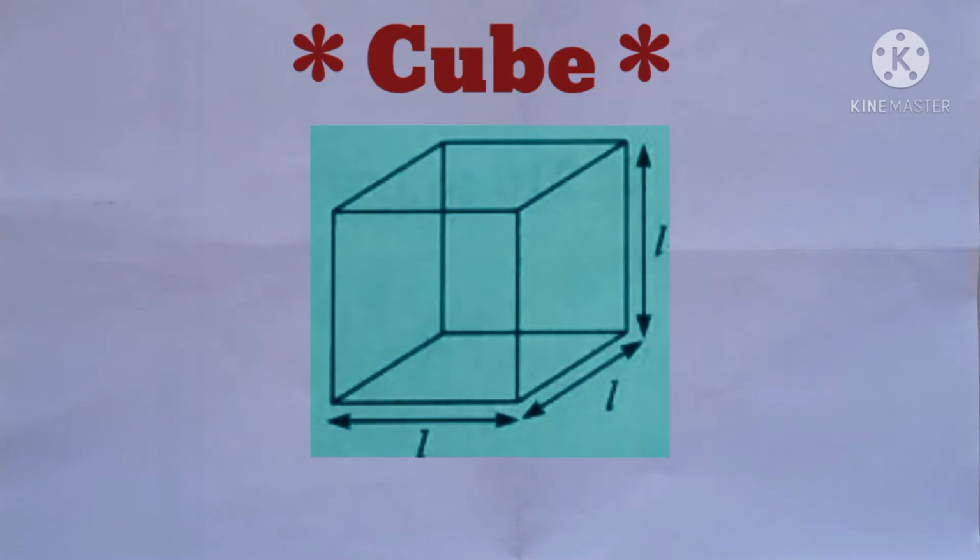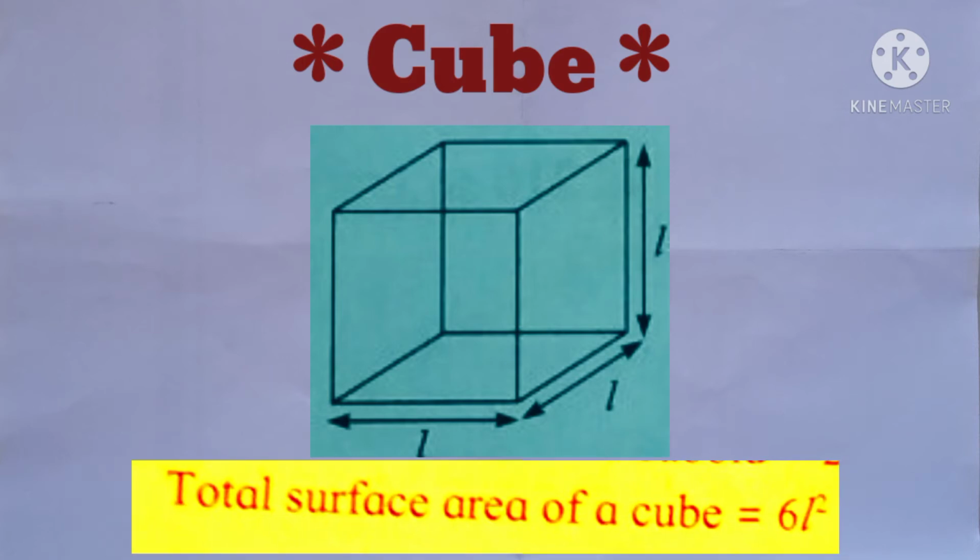Students, as we know that each side of the square is having the same length. So on the basis of that we can find out the formula for the total surface area of cube. That is nothing but the 6 into length square or the side square. So 6 multiply L square is the formula of total surface area of cube.